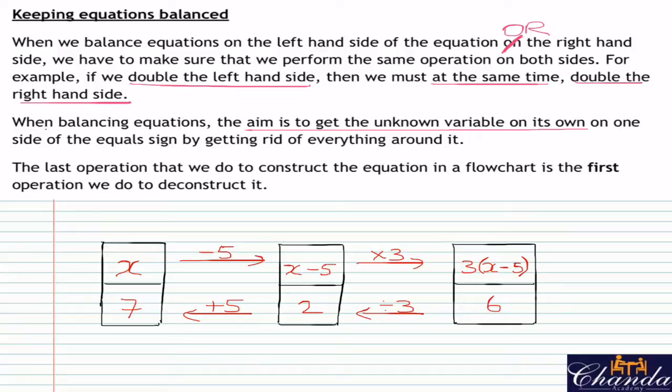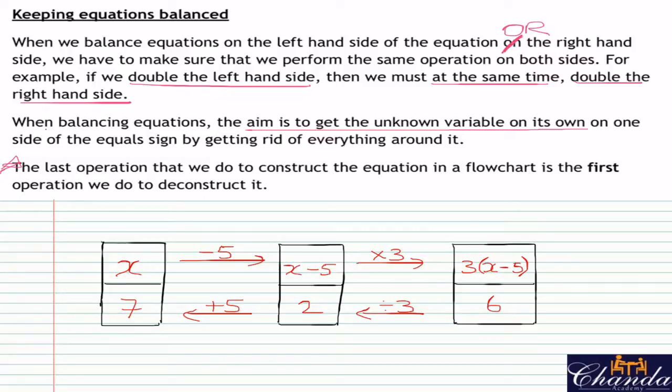Now, the way to think about it is the last operation that we did to construct the equation. Think back to the lectures where we were building expressions. The last operation that we did in order to get the output number, the opposite of that is the first thing that we have to do to deconstruct it. And we sort of had a look at this in the other lecture where we learned how to solve linear equations using the process of backtracking.